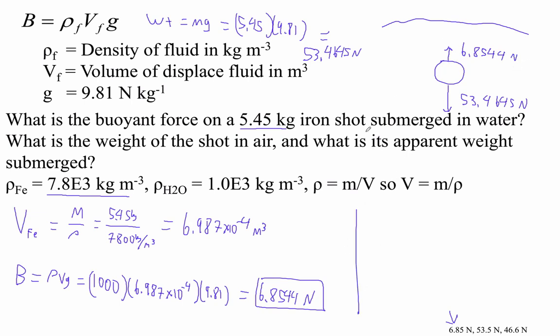Okay, so then it says, what is its apparent weight when it's submerged? Well, if you imagine that you had a string or something like that holding onto this thing, right? The force on that string would just be the difference in these things, right? So the apparent weight is just simply going to be 53.4645 minus 6.8544. That's its apparent weight, right? It's the difference between the force of gravity and the buoyant force. So subtract that, and I get 46.6 newtons.